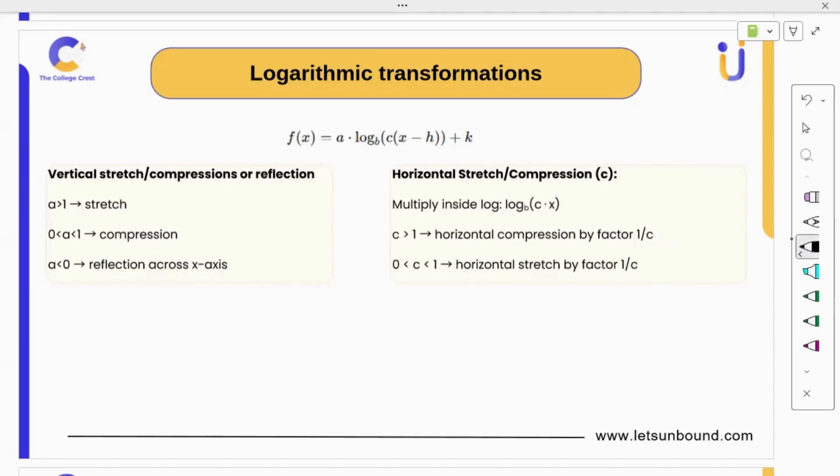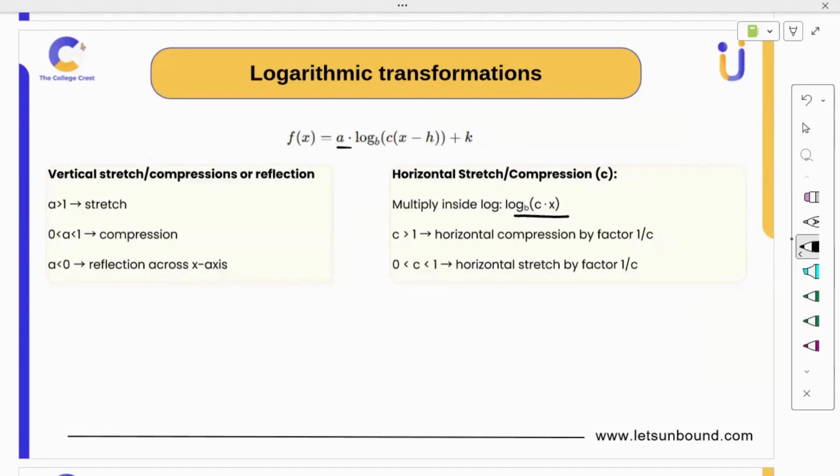If your a is greater than 1, it will give you a vertical stretch. If it's between 0 and 1, it's a compression. Reflection means when your a is negative, so for negative a, it's a reflection, and also a stretch or compression based on the a value. Then horizontal stretch is when you multiply something inside with x.